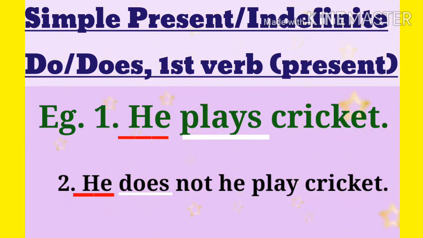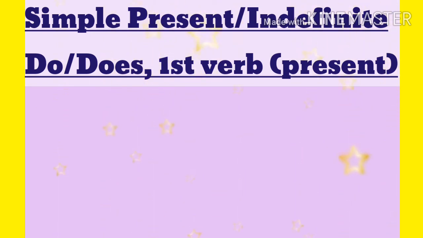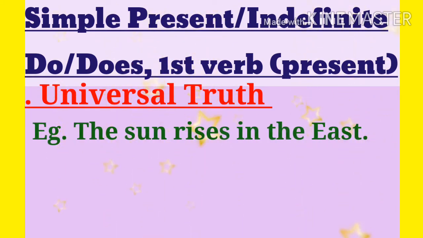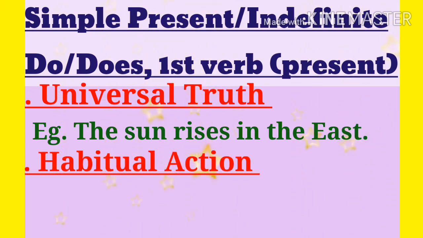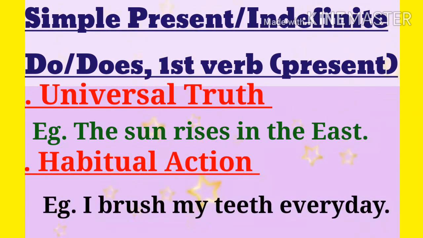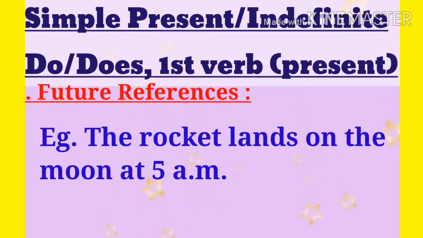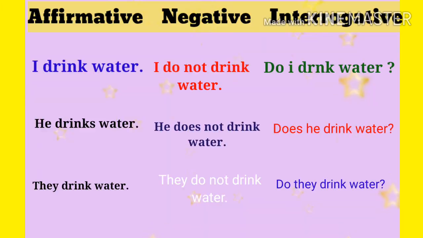So let's move ahead. Besides this, simple present or present indefinite also expresses universal truths, for example, the sun rises in the east. Habitual action, for example, I brush my teeth every day. And future references, for example, the rocket lands on the moon at 5 am. See a few more examples on your screen to understand it better.